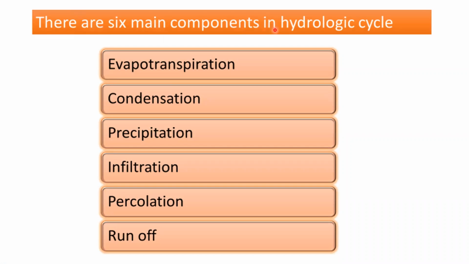There are six main components in the hydrologic cycle. They are evapotranspiration, condensation, precipitation, infiltration, percolation, and runoff.